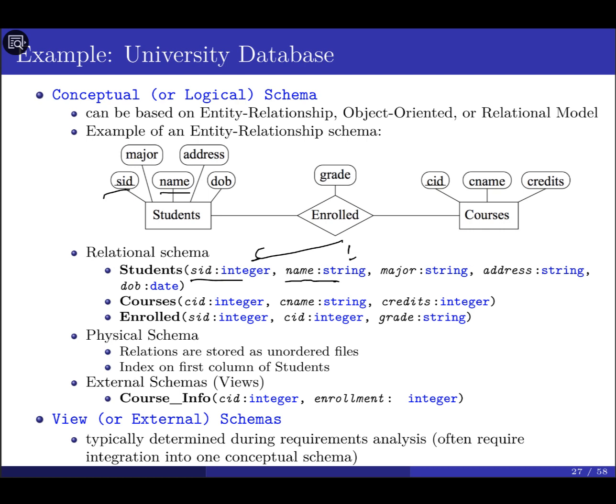The major, for example, is the third one, a string. Address is going to be a string, and date of birth is going to have the data type called date, which contains date information, okay? And the course is going to have the same structure. Someone is going to ask, how can you perform this? Later, I'm going to show you how to convert the ER model to the corresponding schema.